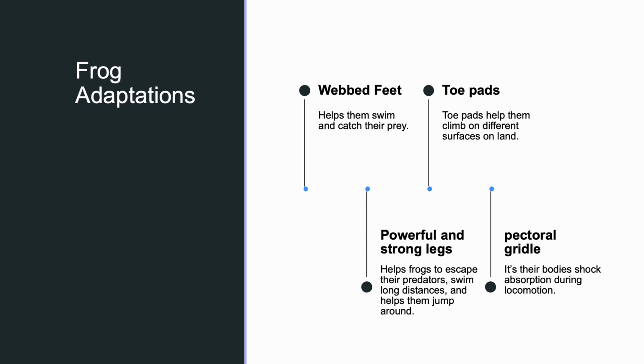The adaptations of the frogs are webbed feet, which help them swim and catch their prey. Toe pads help them climb on different surfaces on land. Powerful and strong legs help frogs escape their predators, swim long distances, and jump around. And finally, the pectoral girdle. It's their body's shock absorber during locomotion. It's used mostly during the landing part of their jump.